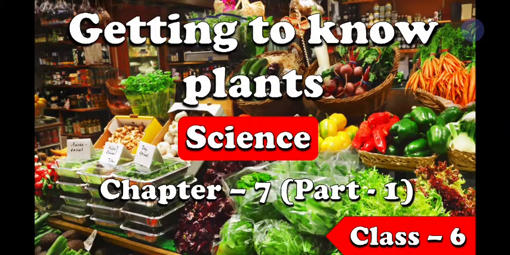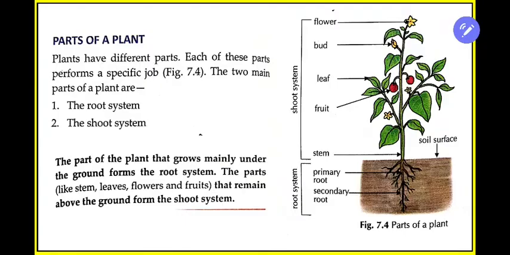And good morning, students. In today's class, we'll continue our discussion on plants. The chapter name is Getting to Know Plants, right? In last class, we discussed the different types of plants such as herb, shrub, and tree. So, in today's class, we will be discussing different parts of a plant.